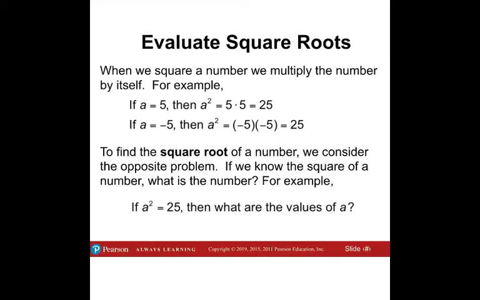To find the square root of a number, we consider the opposite. It's kind of like we work backwards. If we know the square of a number, then what is the number? For example, if a squared is 25, then what are the values of a? A could either be 5 or negative 5.